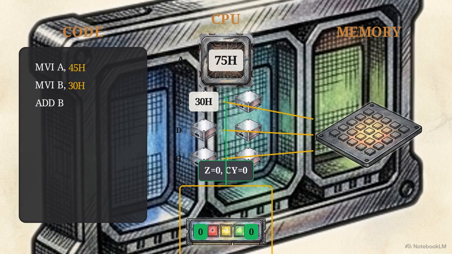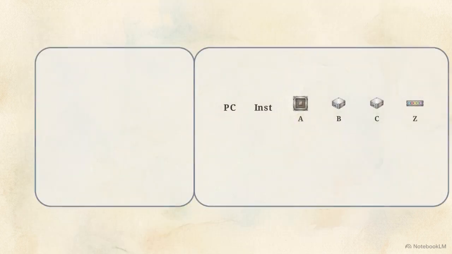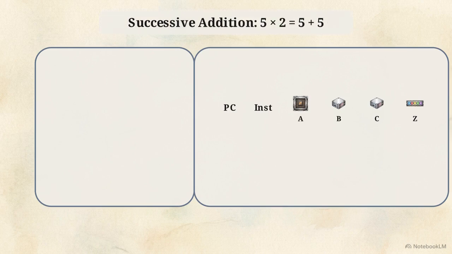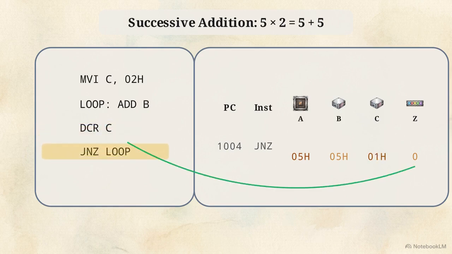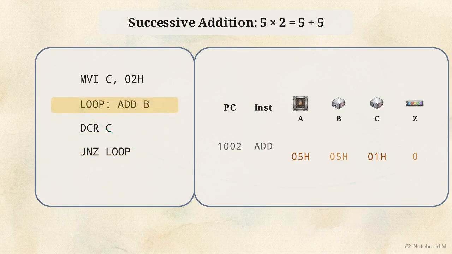in the flag register. To perform multiplication on an 8085, we have to use successive addition, adding 5 to itself twice to get 10. This requires a loop skeleton. We initialize a counter, perform the addition, decrement that counter, and check if we need to repeat. In the first pass, we add 5 to the accumulator. Then, the DCR C instruction reduces our counter from 2 to 1. We use this register to track our progress through the loop iterations.